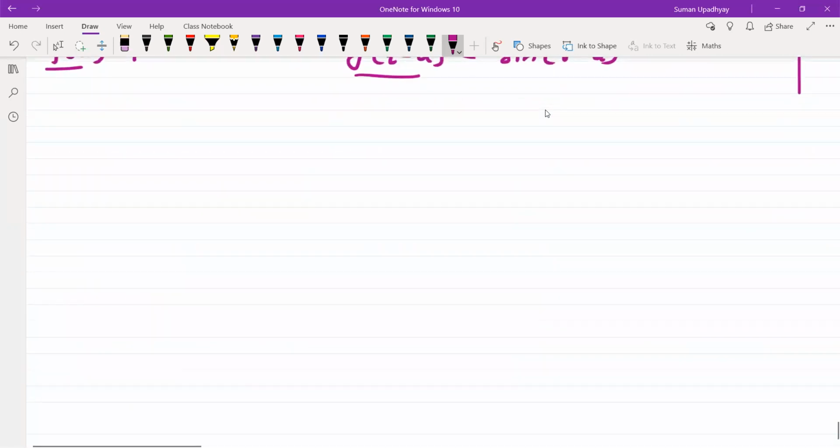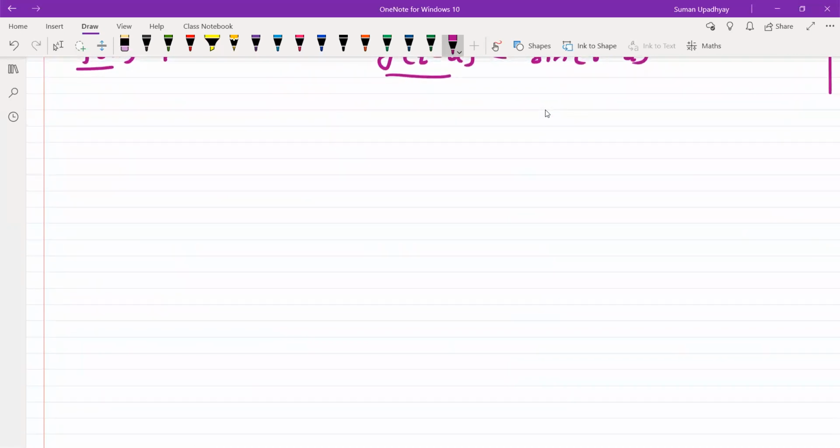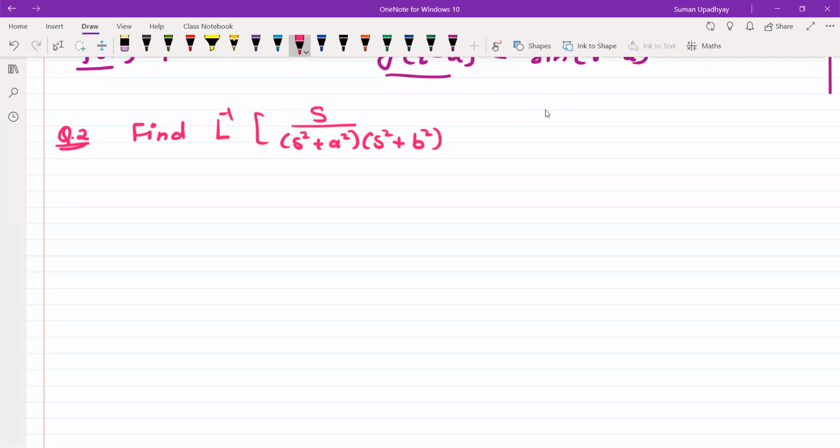Okay, so I'm giving you another question. Question number 2. Find the Laplace inverse of s upon (s square plus a square) into (s square plus b square). Instead of taking a square and b square, I'll take it as 4 and 9. So just think over this question once and then we'll discuss it together.